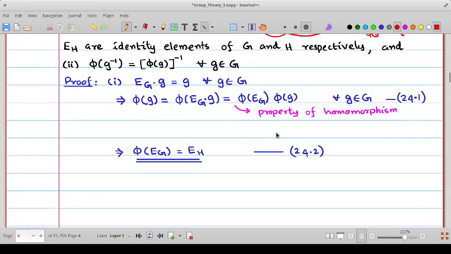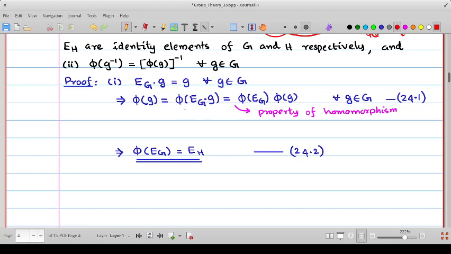We now prove this. Let EG be the identity of the group G. Then consider the product EG times G, and this will be equal to G for any element G in the group G. Then consider the mapping of G under phi. So phi of G is equal to phi of EG times G, because EG times G is G.